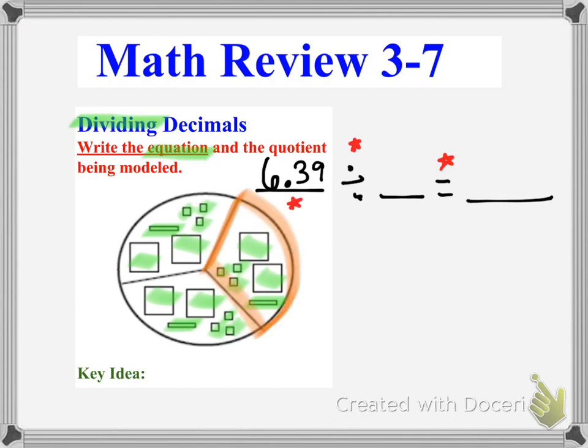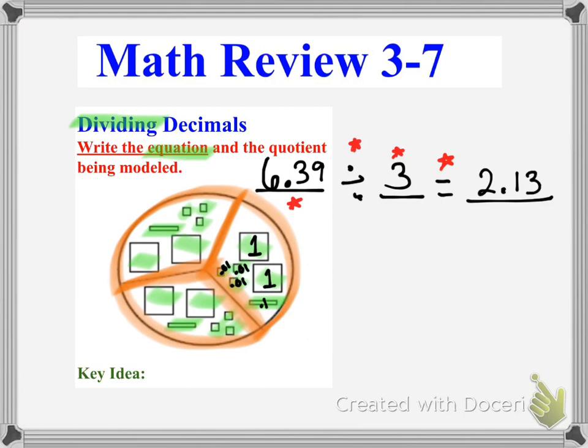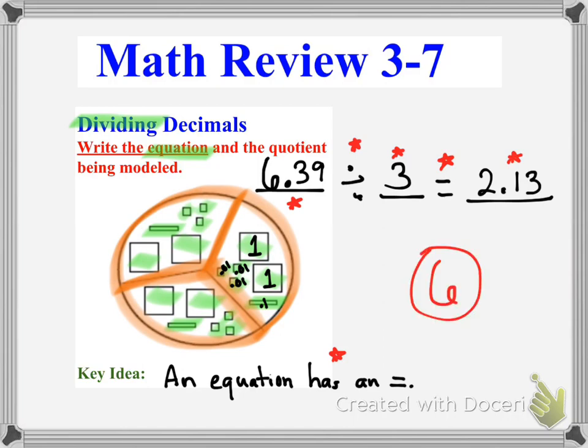Next, I need to see how many groups I'm dividing them into, and that's 3 groups. So my divisor is 3. And finally, my quotient. My quotient is 2 wholes, and 1 tenth, and 3 hundredths. So if I put all that together, my answer is 2 wholes, and 1 tenth, and 3 hundredths. The key idea is an equation has an equal sign, and that's my final star. So that's a total of 6 stars for this problem.